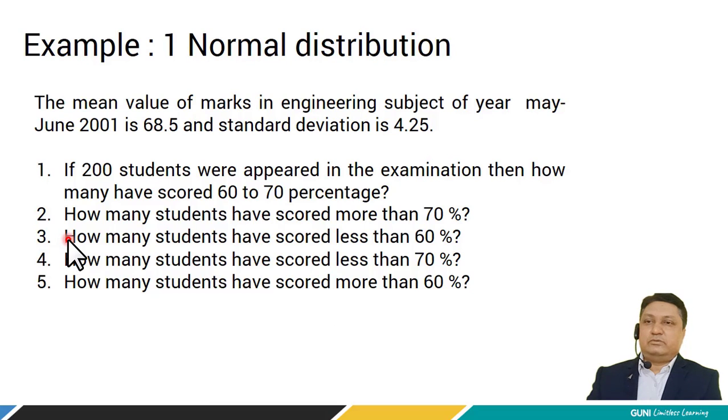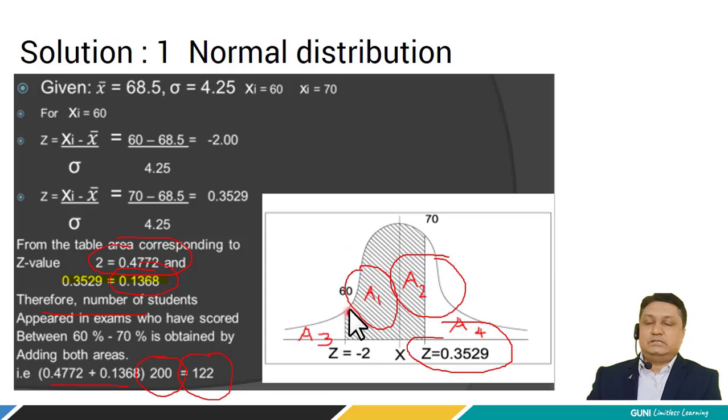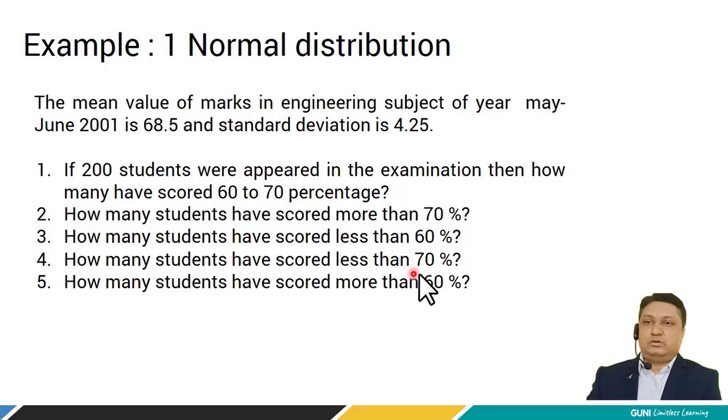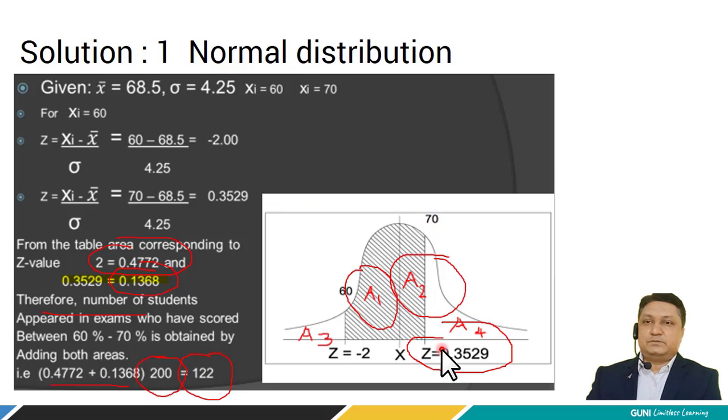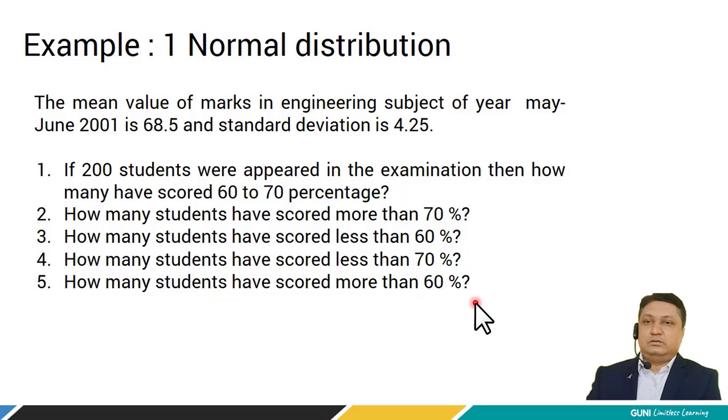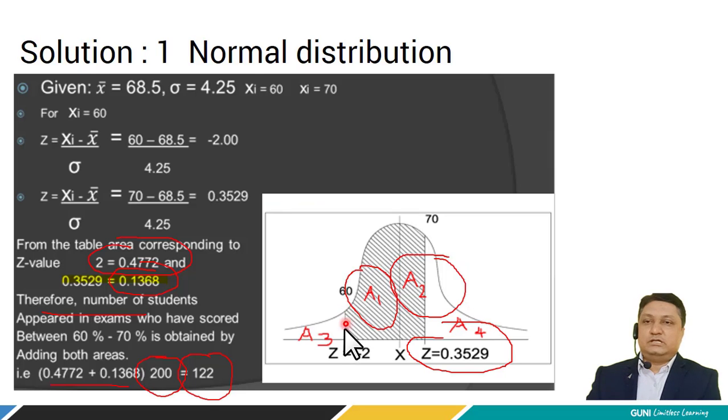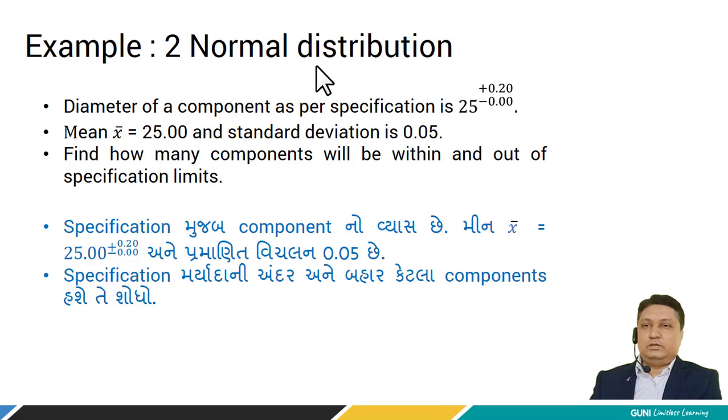Now the third question, how many students have scored less than 60%? So for less than 60%, we have to subtract the area A1 from 0.5. Now question number 4, how many students have scored less than 70%? So we can subtract the area A4 from 100%. And last question, how many students have scored more than 60%? So for more than 60%, we can subtract the area A3 from the 100%.